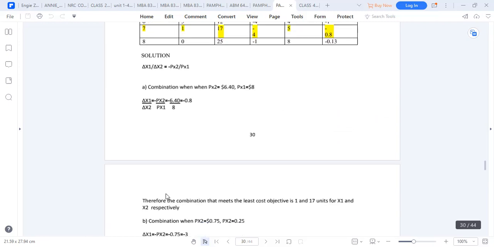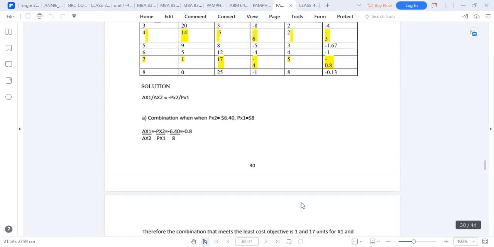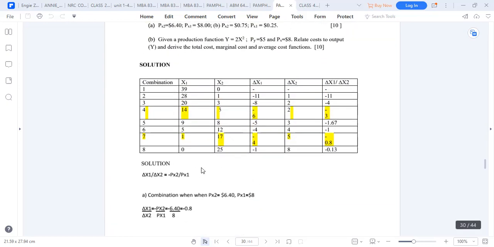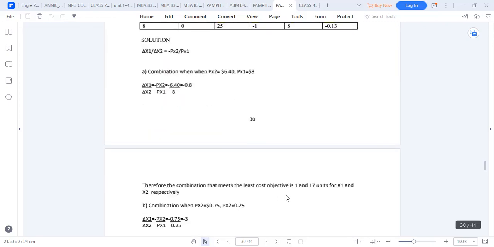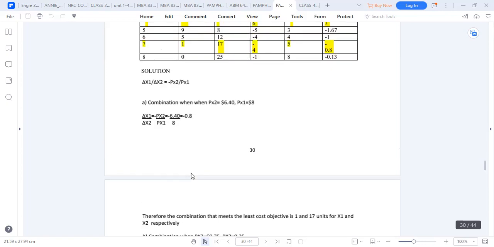So we're going to say the combination that meets objective 1 occurs at what? Combination 7, where we have X1 as 1 and X2 as what? As 17. So you can simply mention combination 7. Is that clear?